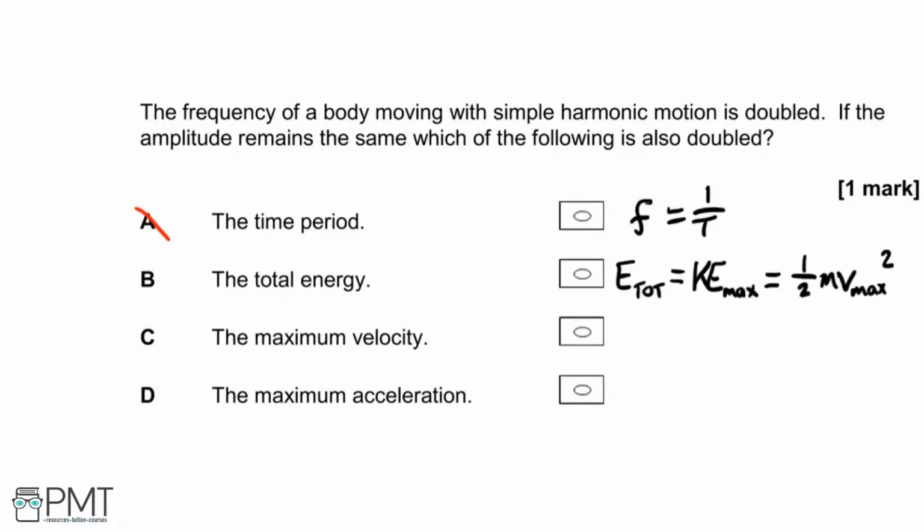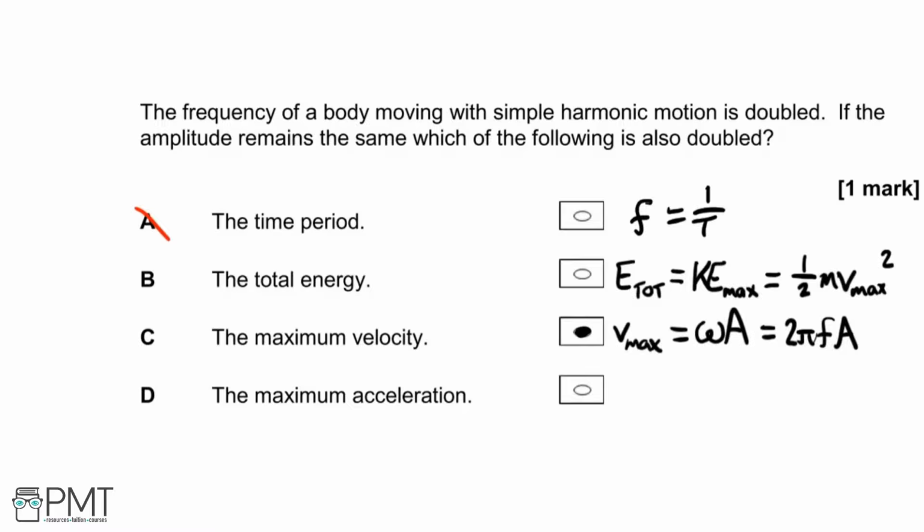Now we're going to come back to that one because it's worth just working out what the maximum velocity is in terms of an equation that relates to frequency. So let's look at C. We know that the maximum velocity of an oscillating body is equal to omega times capital A, or the angular frequency multiplied by the amplitude. Since the angular frequency is the normal frequency multiplied by 2 pi, we can say that Vmax and f are proportional. Because we're keeping the amplitude the same, doubling the frequency will also double the value of Vmax.